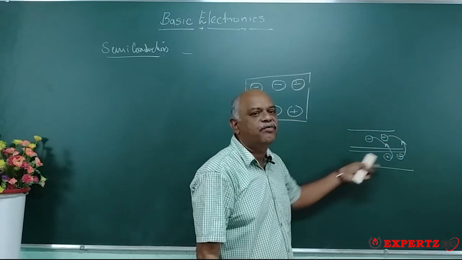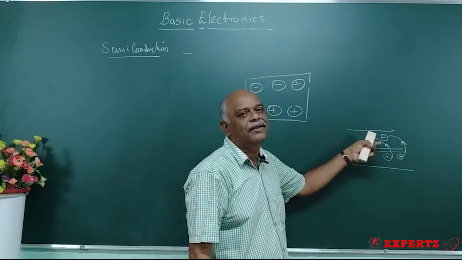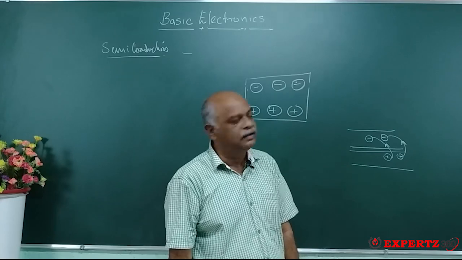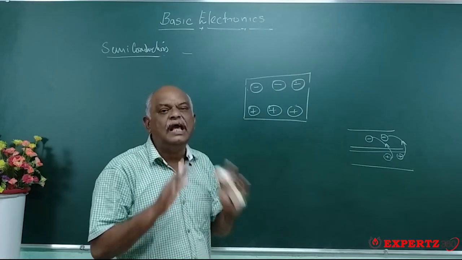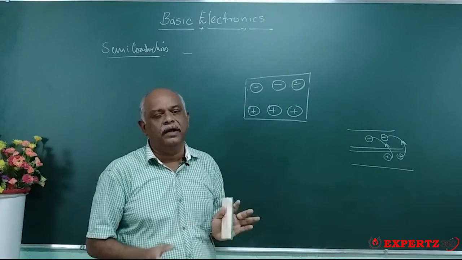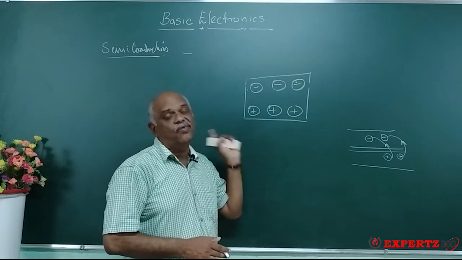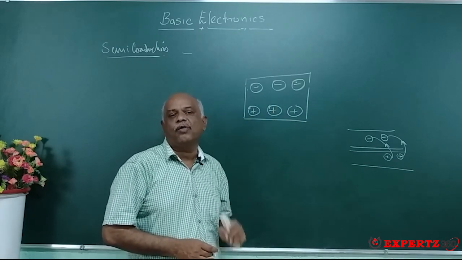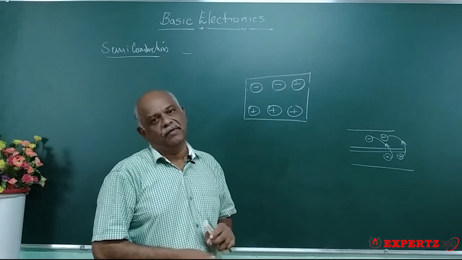The movement of the holes is not in the conduction band, it is in the valence band, and the movement of the electrons is in the conduction band. Clear? So the number of holes and the number of electrons are equal. You don't have any majority carriers or minority carriers. In an intrinsic semiconductor, or a semiconductor in its purest form, the number of electrons is equal to the number of holes.